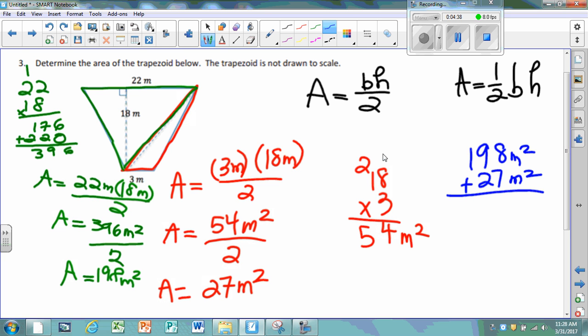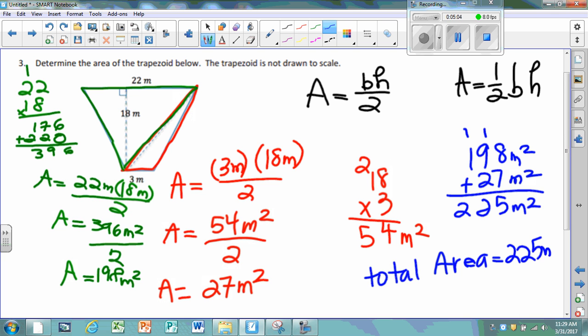And what is 7 plus 8? 15. And 9 plus 1 plus 2? 12. And 1 plus 1? 2. So then we've got a total for our trapezoid. The total area equals 225 meters squared.